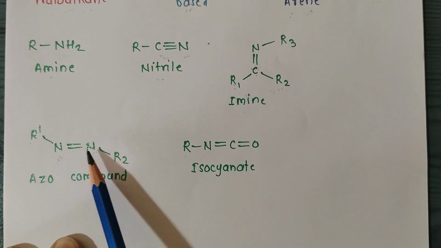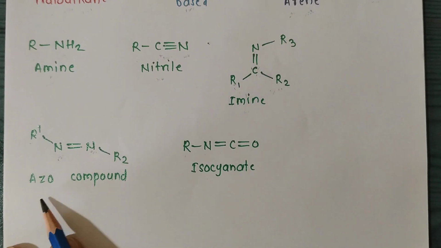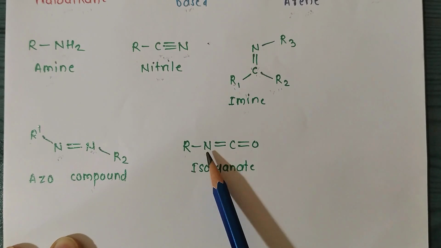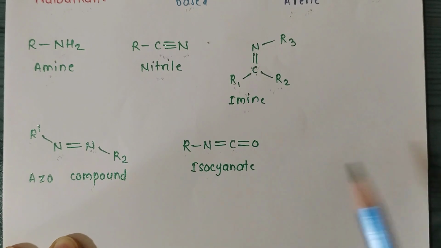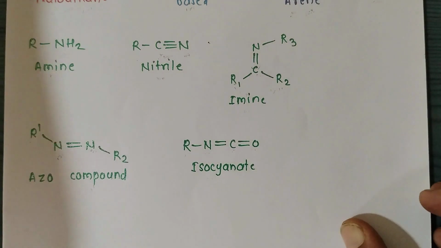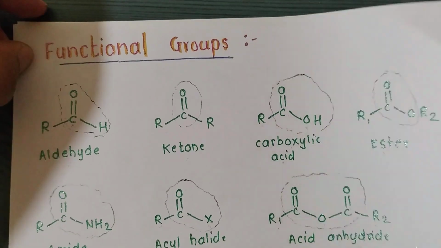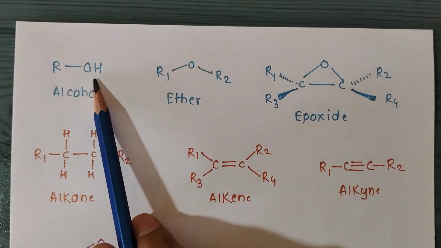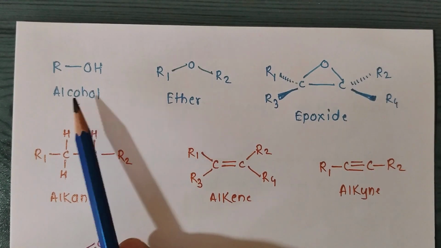Then nitrogen double bond and to the nitrogen alkyl groups are attached, then we call it as an azo compound. Then if R is attached to N double bond C double bond O, then we call it as an isocyanate. Now next, if alkyl group is attached to OH, then we call it as an alcohol functional group.